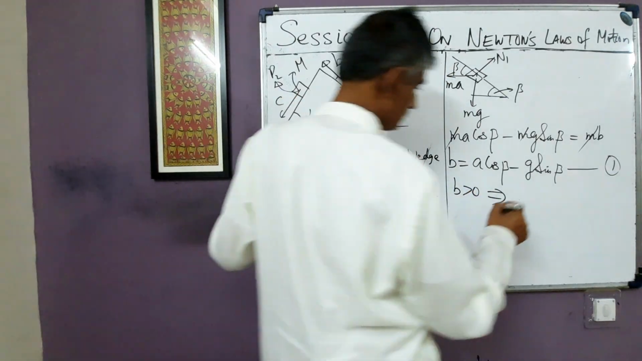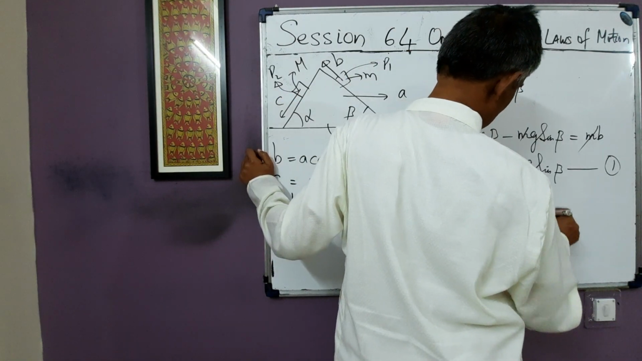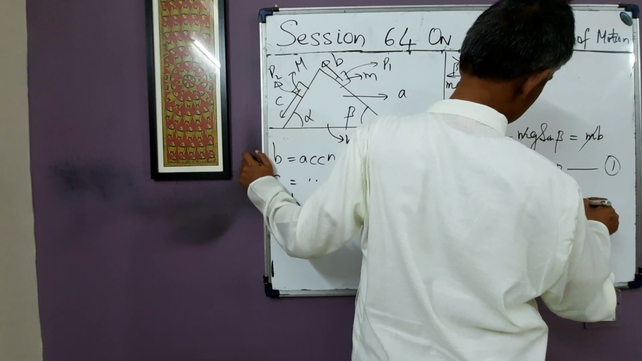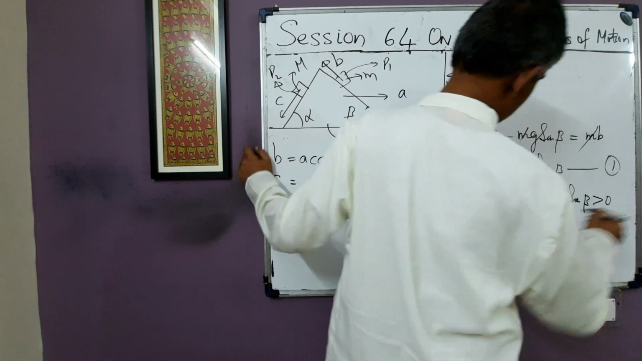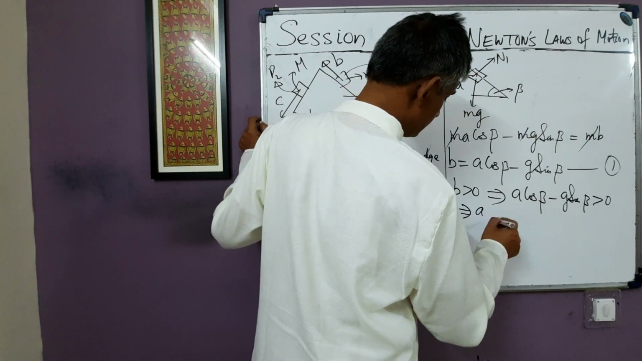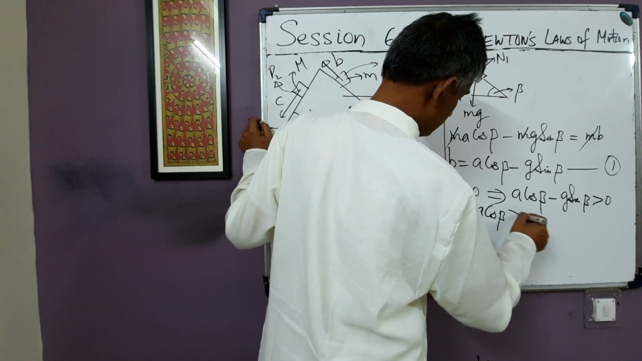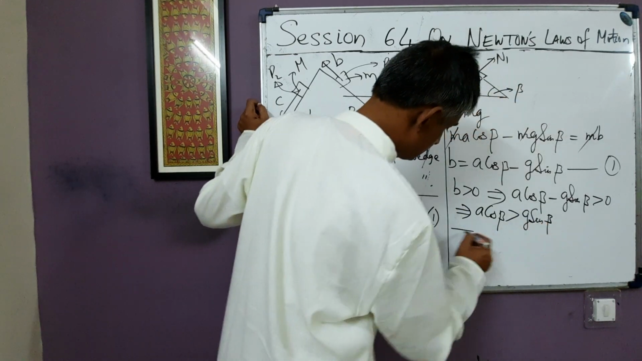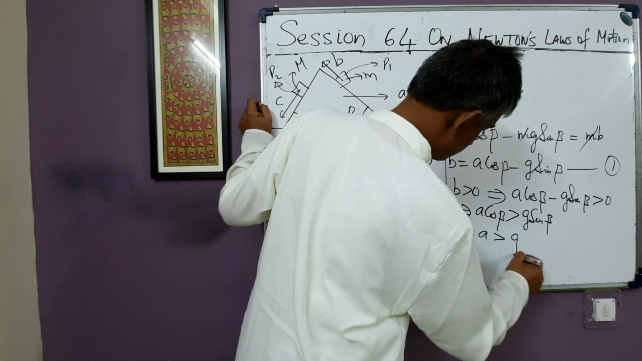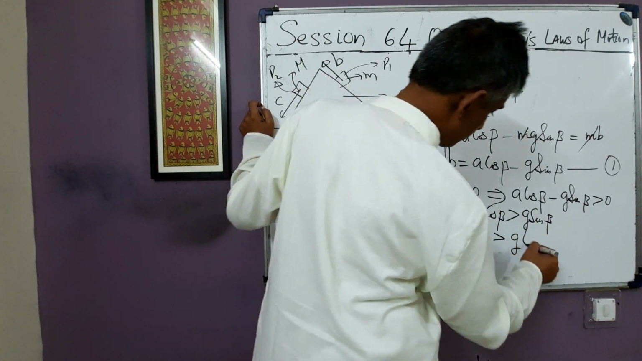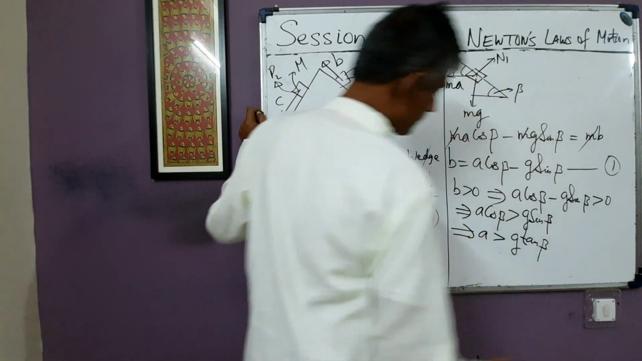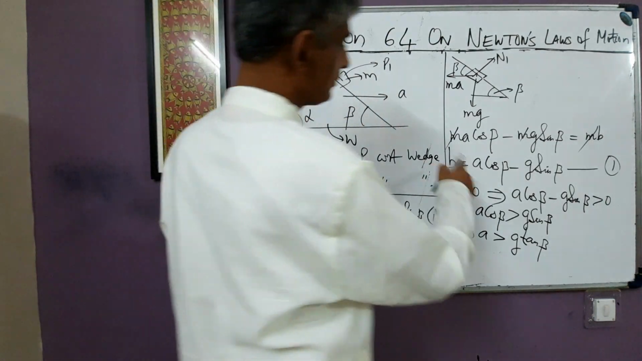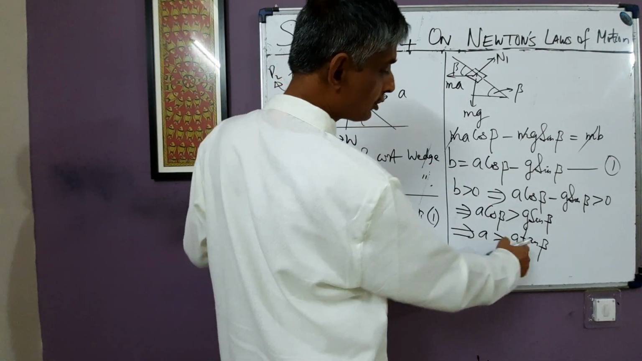That means A cos beta minus g sin beta should be positive. So that means A cos beta should be more than g sin beta. That means A should be more than g sin beta by cos beta, that is simply tan beta. So B more than 0 is equivalent to A more than g tan beta.